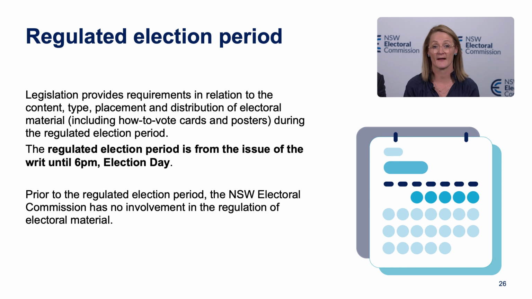The legislation provides requirements in relation to the content, type, placement and distribution of electoral material, which we also refer to as how to vote cards and posters, throughout the regulated period. Now, the regulated period for the state by-election is from the date of the issue of the writ up until 6 p.m. election day. Prior to the regulated period, the New South Wales Electoral Commission or election manager has no involvement in the regulation of electoral material.